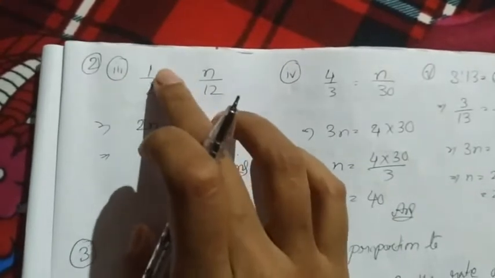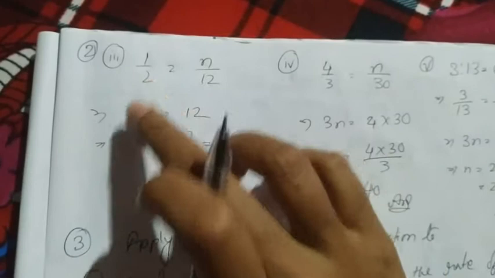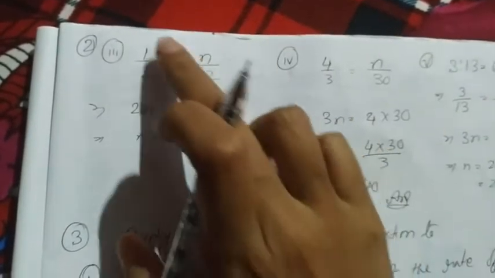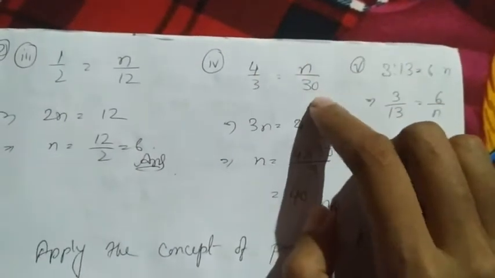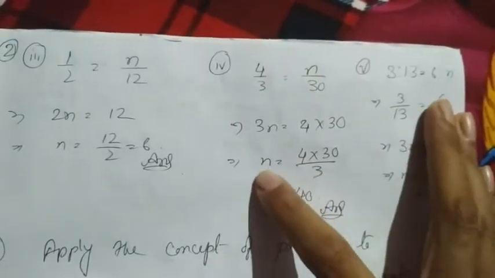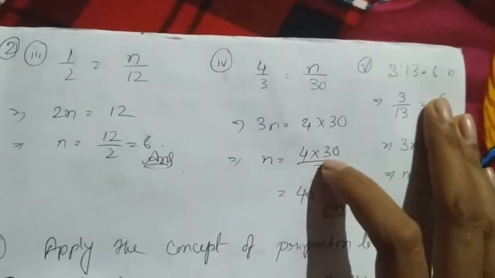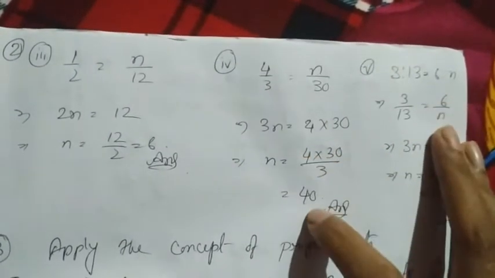Next, 1 is to 2 equals n is to 12. So 2n equals 12 into 1. So n equals 12 by 2 equals 6. Then 4 by 3 equals n by 30. So 3n equals 30 into 4. So n equals 4 into 30 divided by 3. So 3 into 10 is 30, it is 10. So 10 into 4 is your 40.